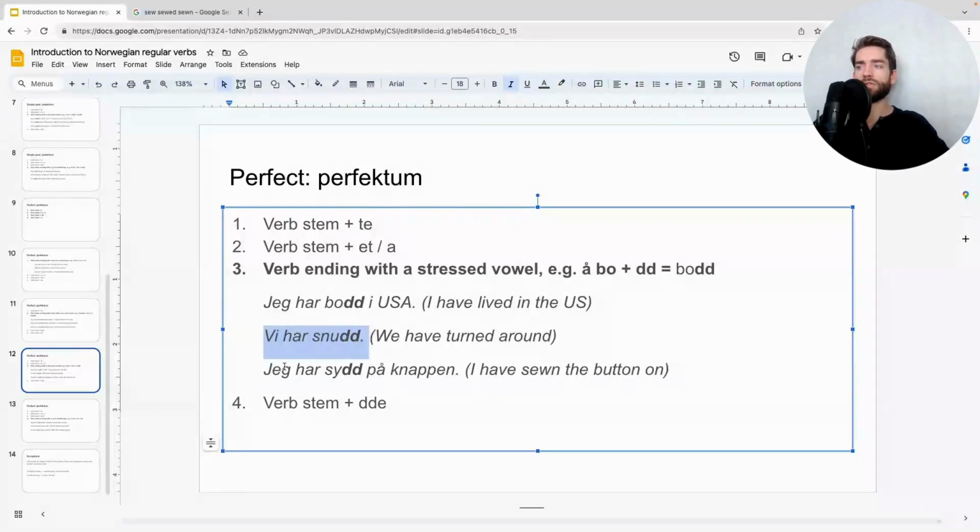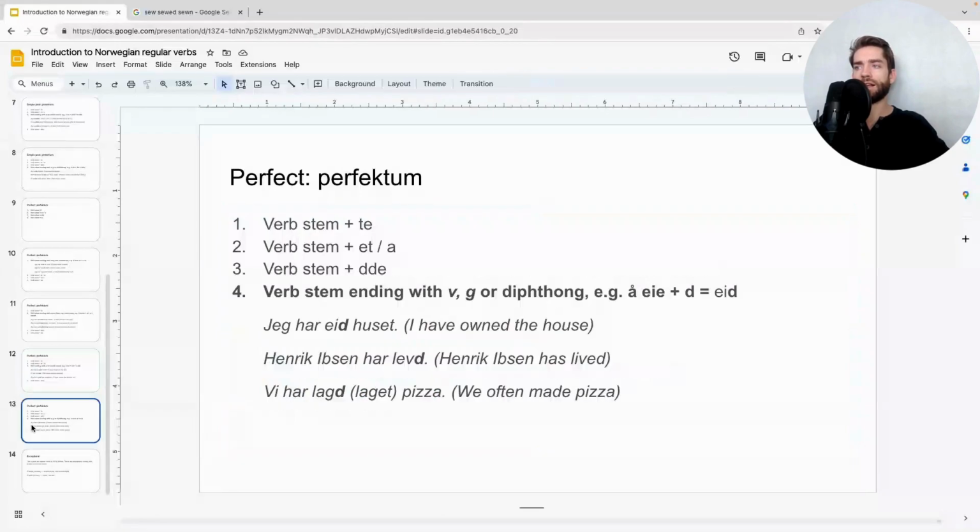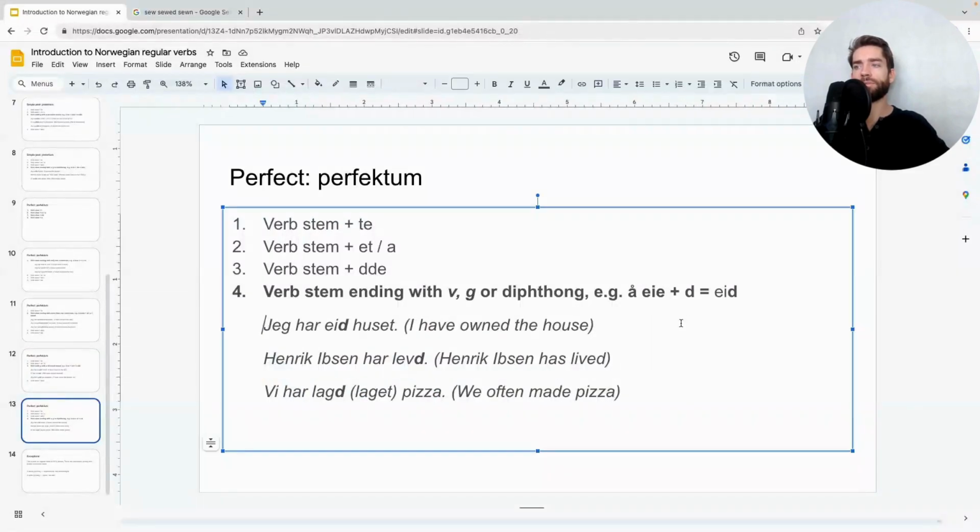Vi har snudd. We've turned around. Jeg har sydd på knappen. And the last one. Jeg har eid huset. Henrik Ibsen har levd. Vi har lagd pizza. Most people actually say laget, but we can also use lagd.